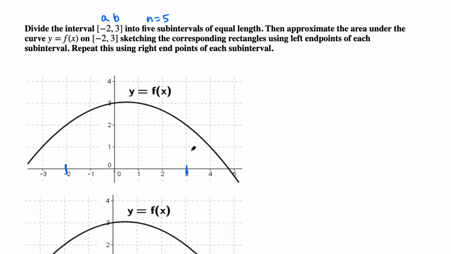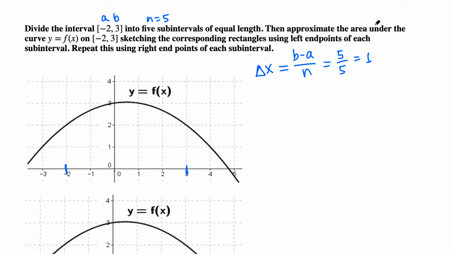So when we draw rectangles, the equal width we denote by delta x. So the small width will be b minus a over n. Okay, that's the formula, which is 3 minus -2. 3 minus -2 is 5, over 5, so 1. So the equal width of each rectangle will be 1.